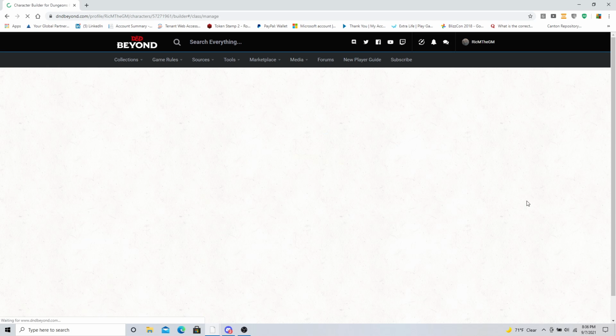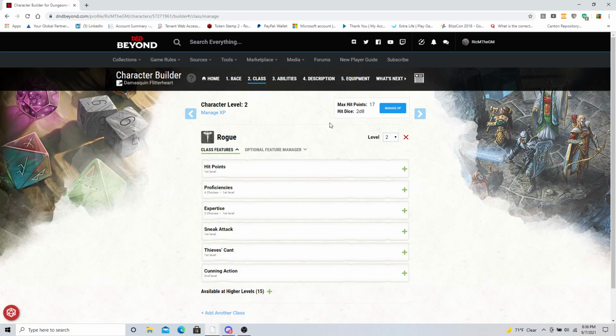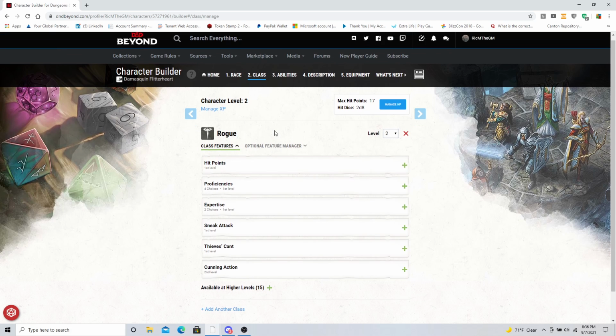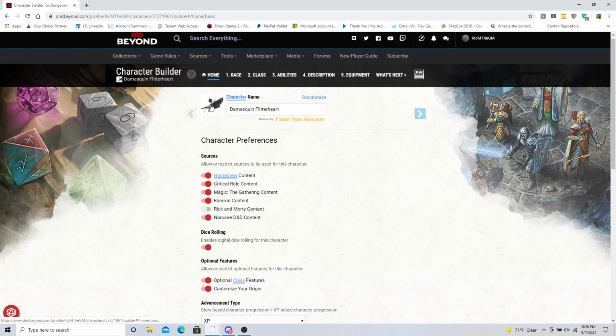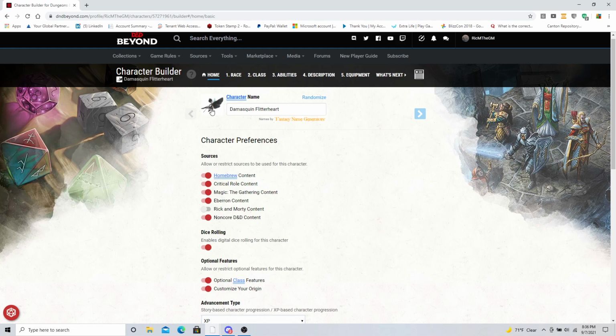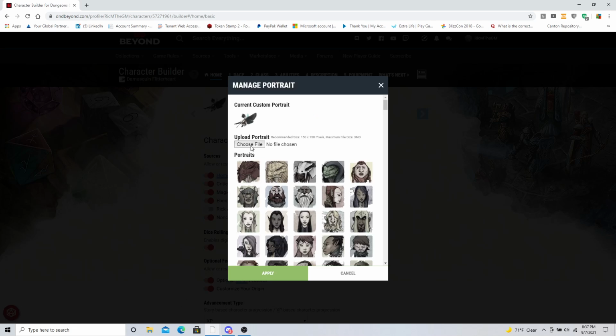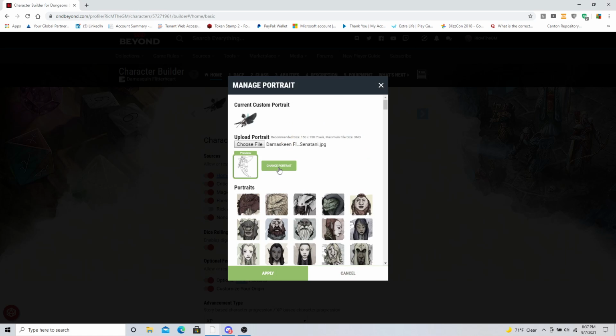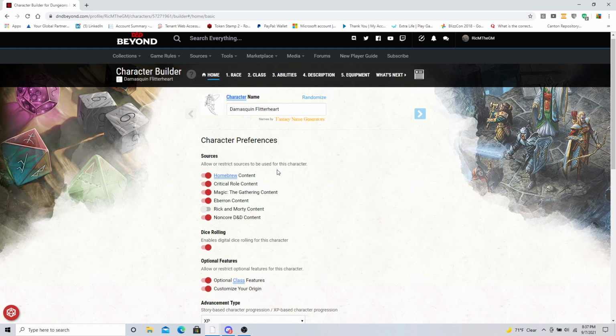Edit character, perfect. So I'm going to go back into Damaskene. I've already kind of got some things set up, but I want to do her race. And here I can go here and change my portrait. So I'm going to go in. I'm going to go down here to Damaskene Flitter Heart. And for right now, I'm just going to use this black and white, okay? Because I got to convert the file. So there's Damaskene.